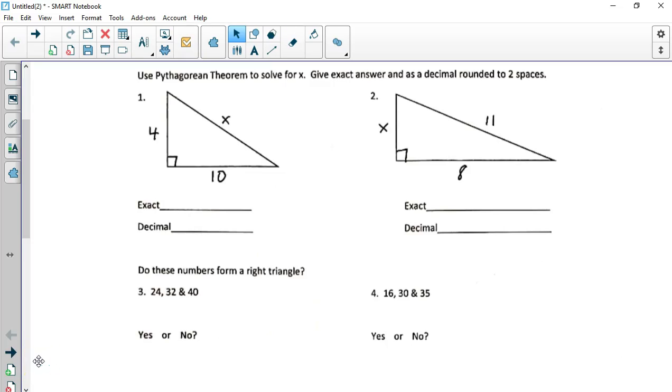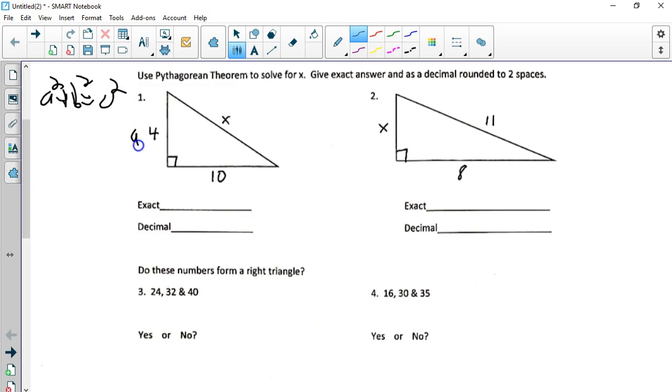The quiz review. So the first couple, you're just doing the Pythagorean theorem. You want to get the exact answer, which means leave it as a radical reduced, and the decimal answer rounded to 2 places. So Pythagorean theorem never hurts to always start off by just writing a squared plus b squared equals c squared.